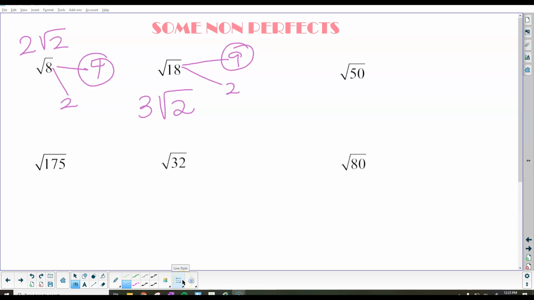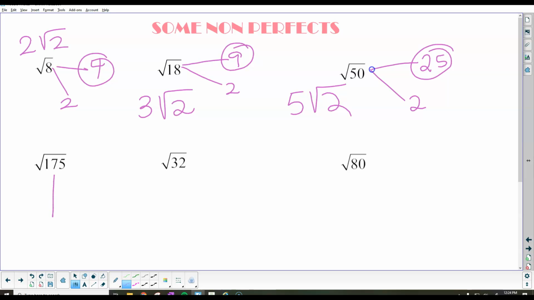Okay, so we're just reviewing some non-perfect squares. Remember, to simplify non-perfect squares, you have to find what perfect square is hiding out. What are two numbers that multiply to make 50? 25. Yeah, that's the pair we want because 25 is perfect. And what is the root? 5 and 2. So this is 5 square roots of 2.